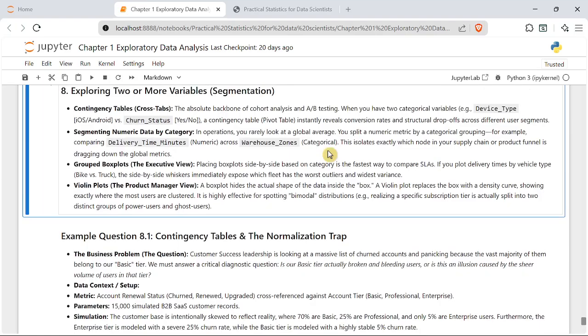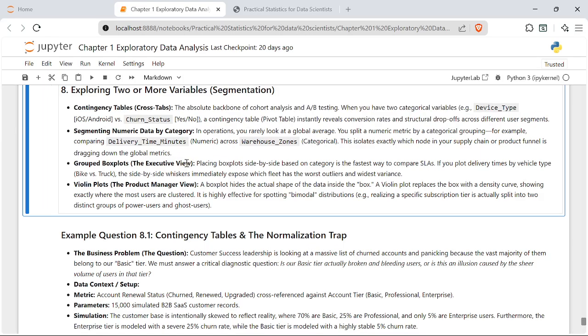Segmenting numeric data by category. In operations, you rarely look at the global average. You split a numeric metric by categorical grouping. For example, comparing delivery time in minutes, which is numeric, across warehouse zones. This isolates exactly which node in your supply chain or product funnel is dragging down the global metrics.